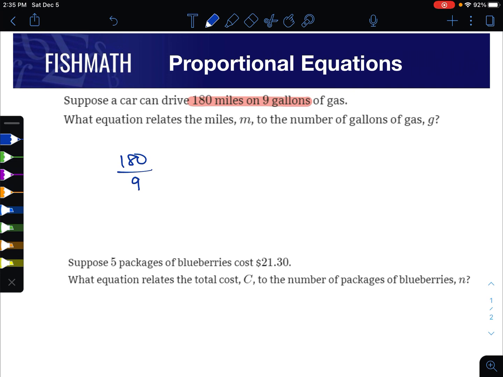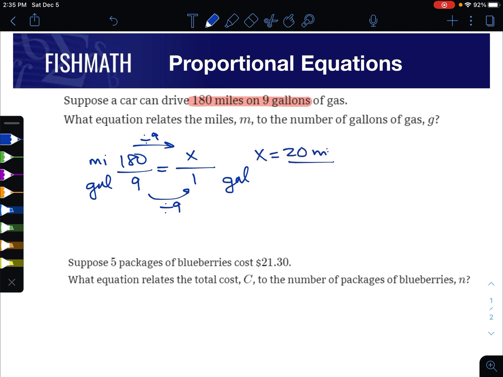So for 180 over 9, I'm writing it as a fraction first. This is miles in gallons. So let's get down to 1 gallon to find the unit rate. To do that, we would divide by 9, which would be x equals 20 miles for every 1 gallon. So that would be our unit rate.